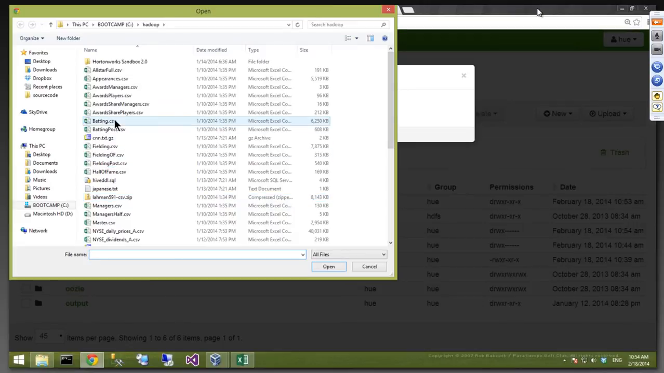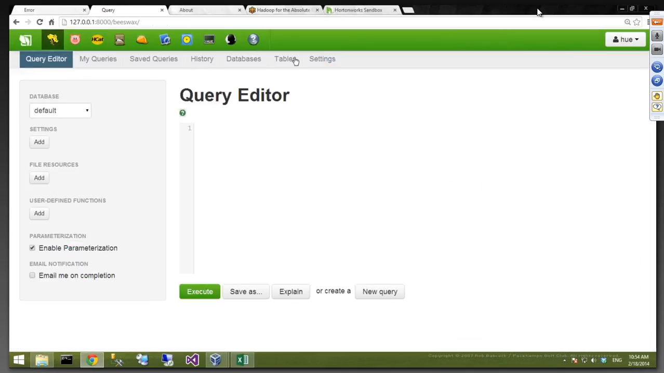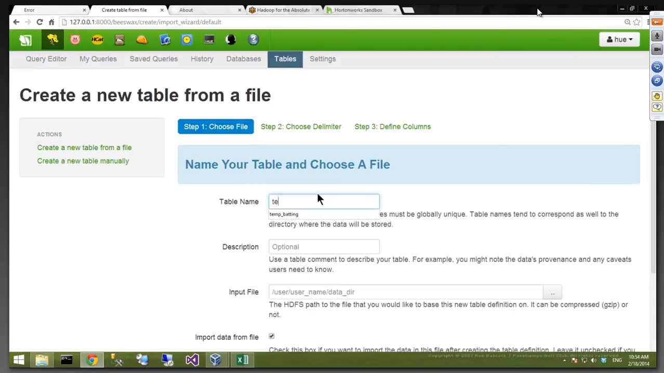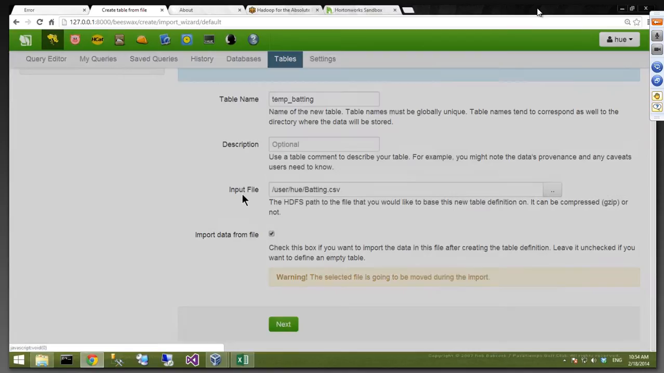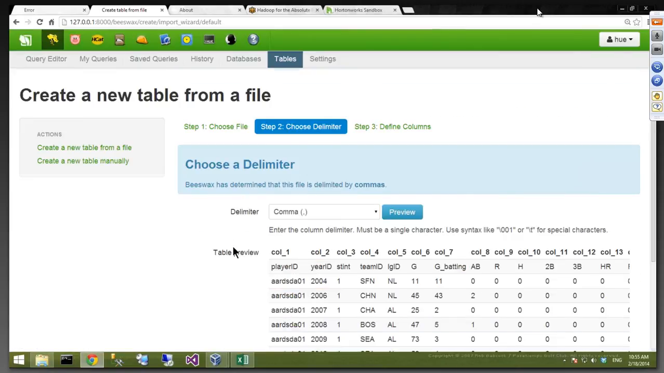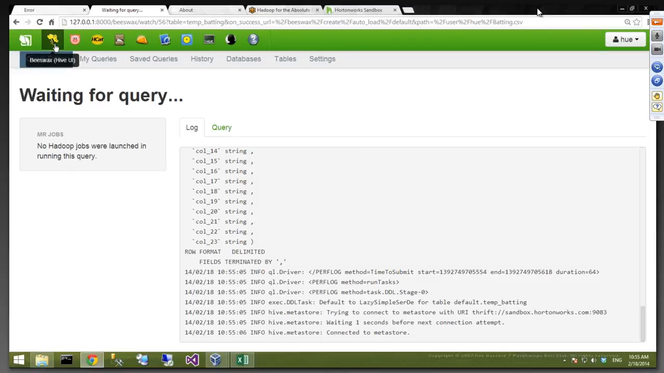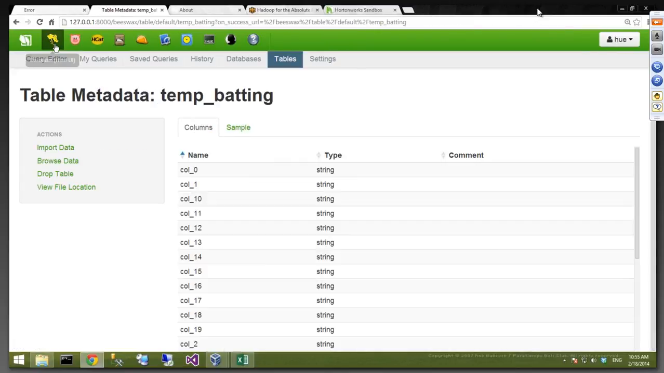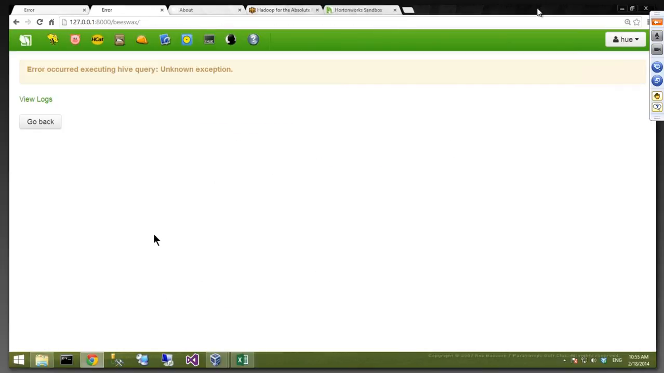So here's batting. And then let's go back, go to tables, create a new table from file. Let's just call it temp batting. Let's go back to batting CSV. Let's not rename anything right here. Create the table. Okay, consume it. And let's try to insert. No, it's not going to let me.